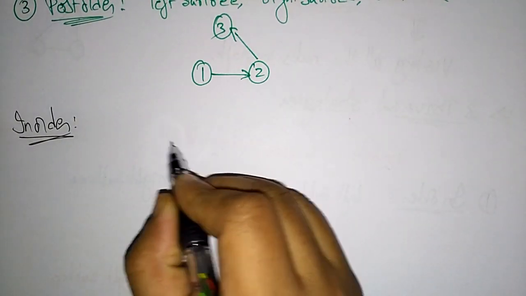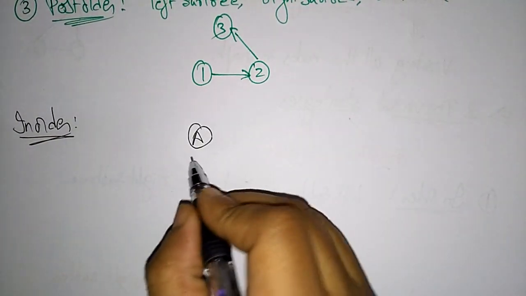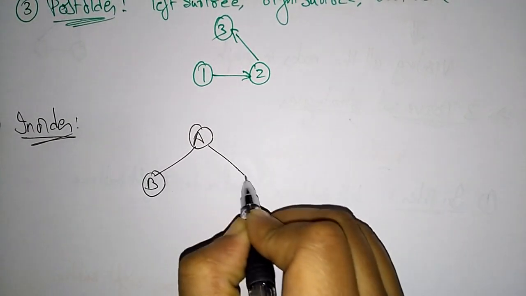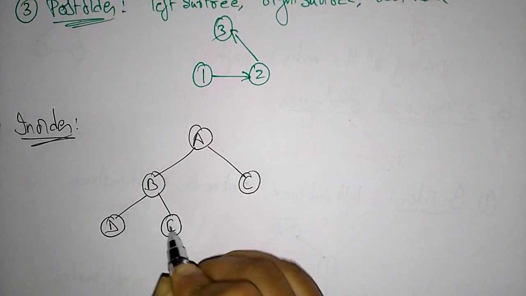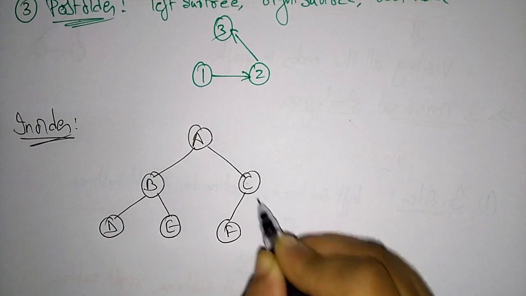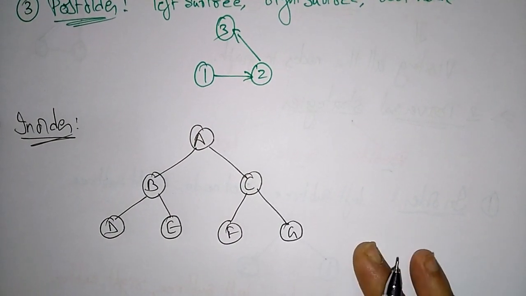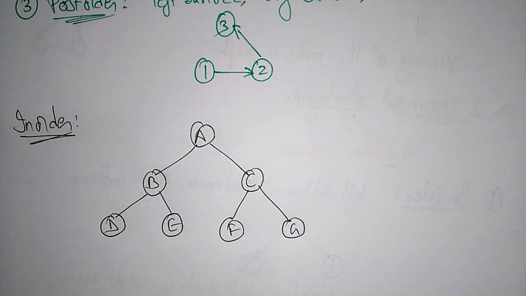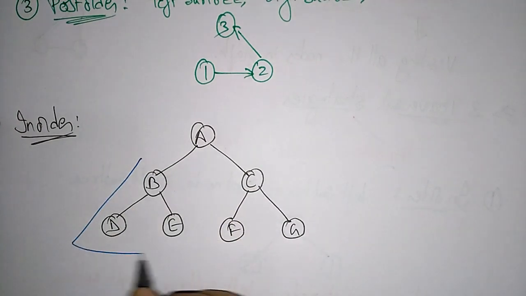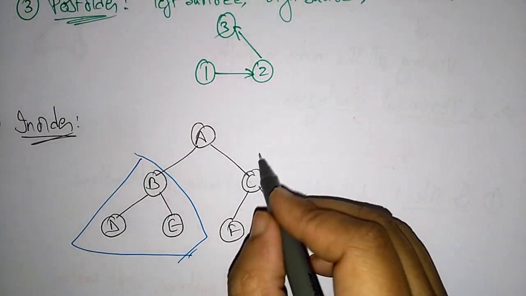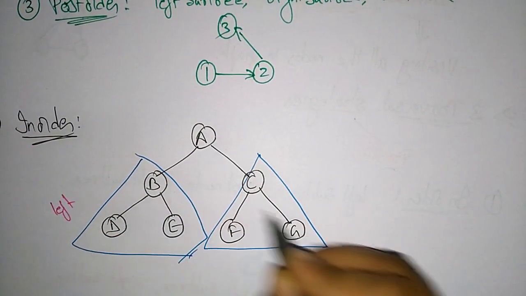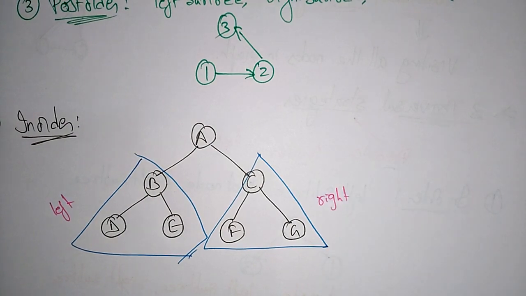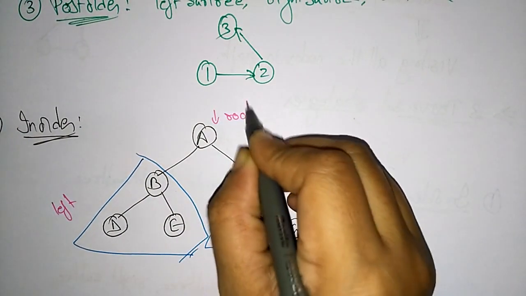So here I am taking the example for Inorder. Suppose A, B, C, D, E, F, G. Okay, so this is a graph, or else it is a tree. Here this is one subtree, and this is another subtree. This is left, and this is right, and here this is the root.